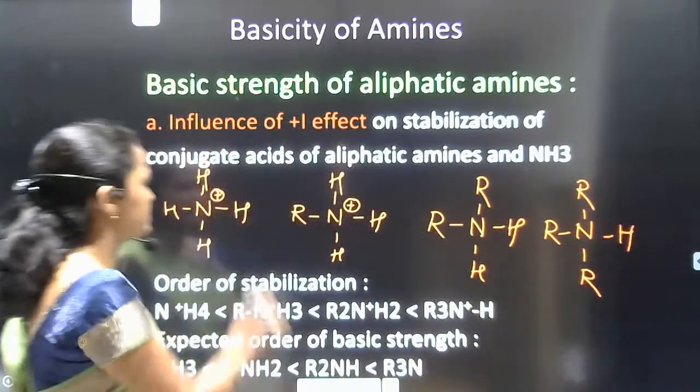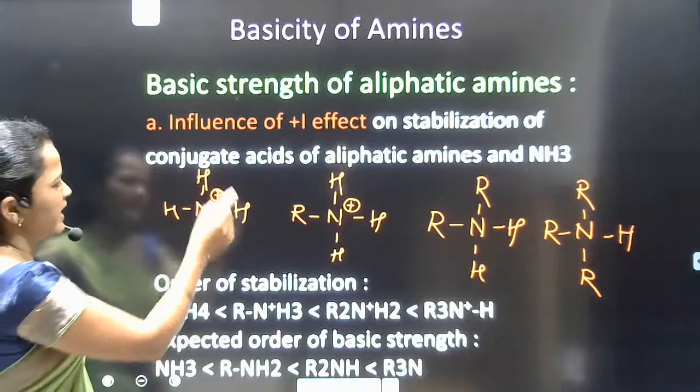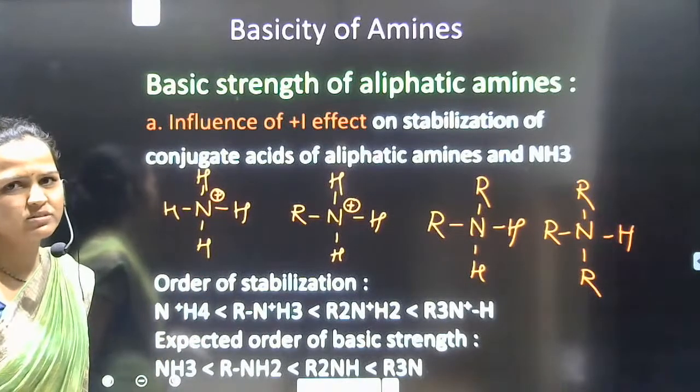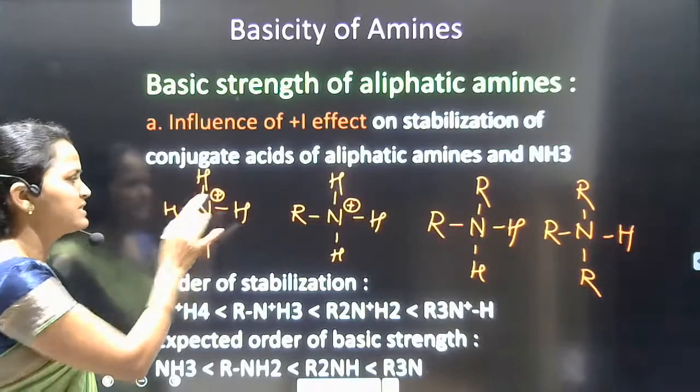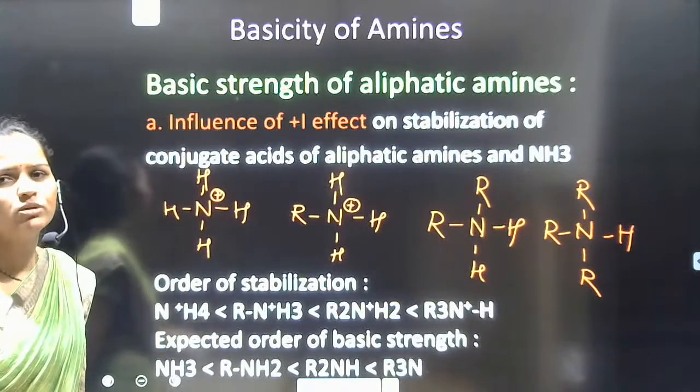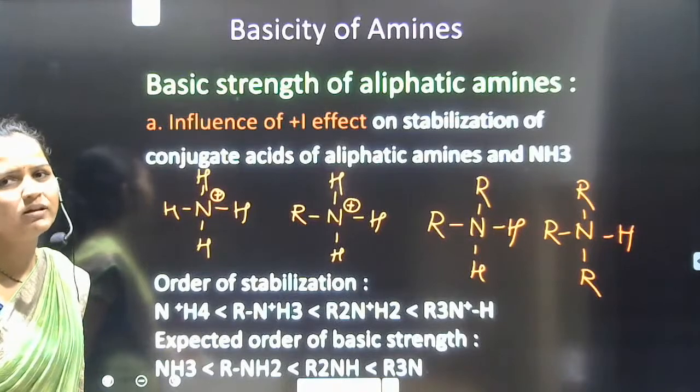Okay, in this case ammonium ion, and it attaches to the 4 hydrogen atoms. When the alkyl group attaches to the nitrogen atom, this conjugate acid, the positively charged nitrogen, is stabilized by the alkyl groups.